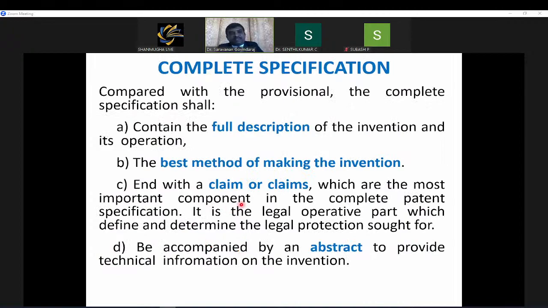So in the complete specification, what will be there? A full description of the invention, and the best method of making the invention will be mentioned in the complete specification, and a number of claims, an abstract, everything will be there in the complete specification. Only after submitting a complete specification will they go for publication.